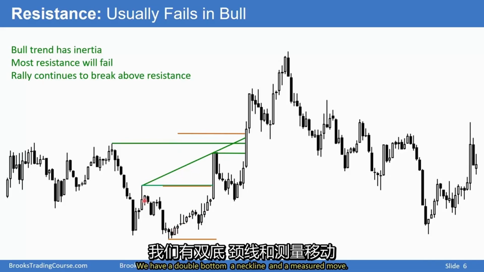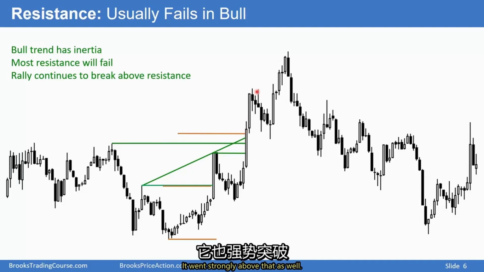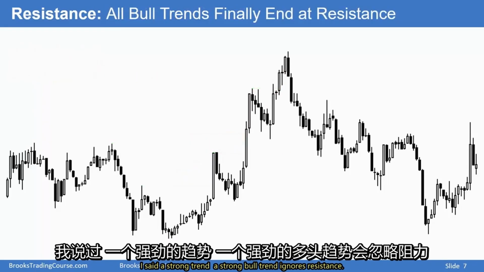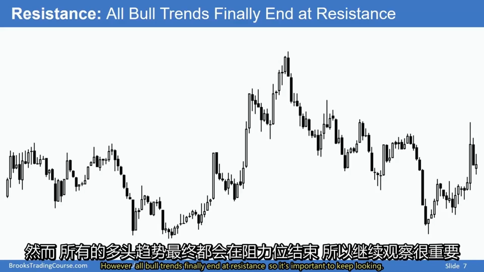We have a measured move target. We have a double bottom, a neckline, and a measured move. The market ignored the measured move target and went strongly above that as well. Potential double top, the market ignored it. I said a strong bull trend ignores resistance. A strong bear trend ignores support. However, all bull trends finally end at resistance, so it's important to keep looking.